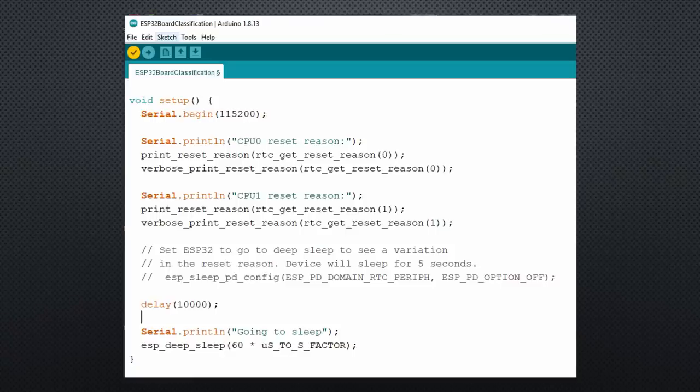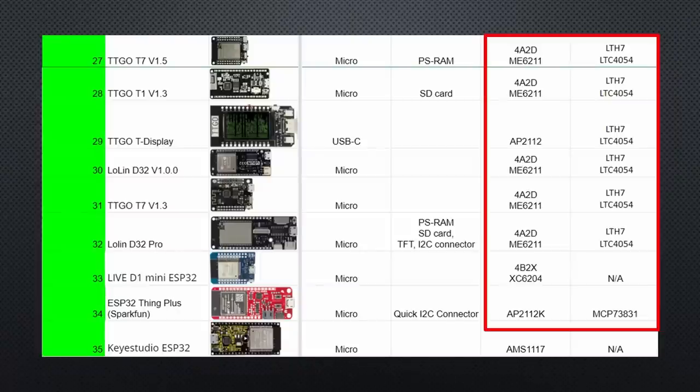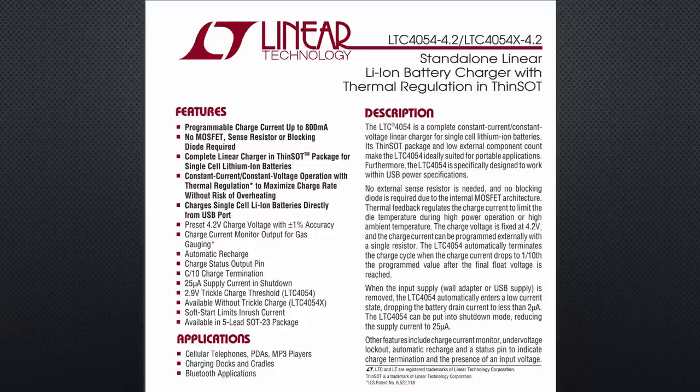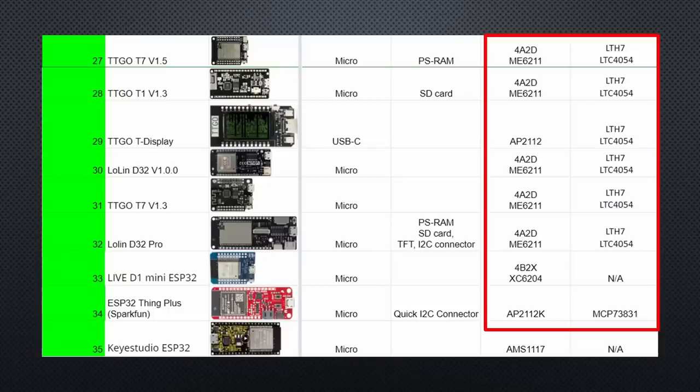Before we look at the results, I want to focus on something interesting. In the previous tests, boards used different charging and regulator components. This time, we nearly always find the same chips: the LTC4054 as a charger and the ME6211 as a voltage regulator. So I would not expect significantly different behaviors of the boards.